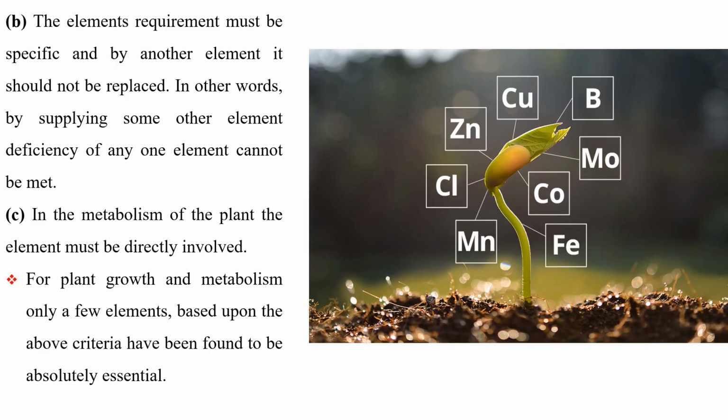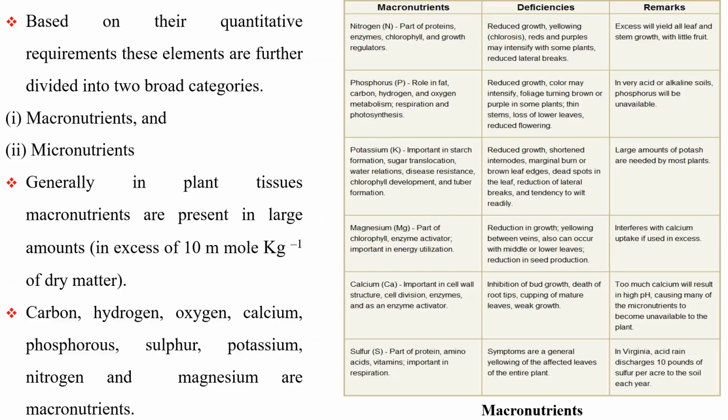C. In the metabolism of the plant, the element must be directly involved. For plant growth and metabolism, only a few elements based upon the above criteria have been found to be absolutely essential. Based on their quantitative requirements, these elements are further divided into two broad categories: 1. Macronutrients and 2. Micronutrients. Generally, in plant tissues, macronutrients are present in large amounts.